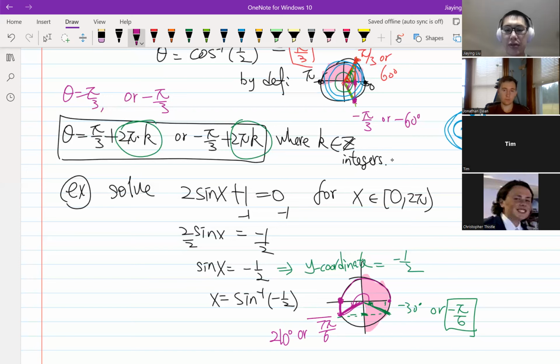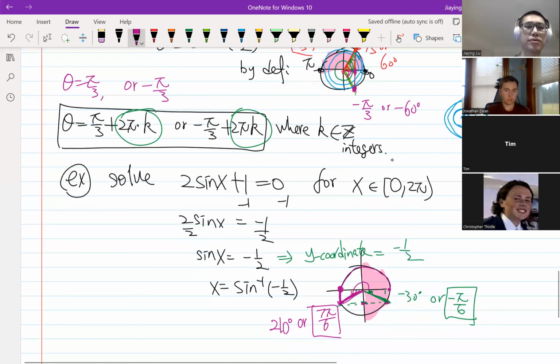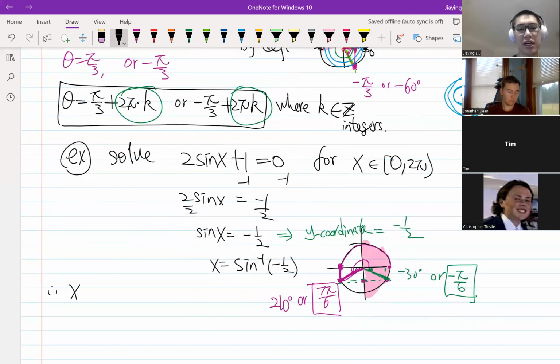So we found two angles here. And the question is asking us to find all the angles for x from 0 to 2 pi. We found one in the third quadrant and another in the fourth quadrant. It looks like that's all the angles that are going to have -1/2 as a y coordinate. We're not going to have angles in the first and second quadrants because in those quadrants the y's are positive. So there we have two values: x is equal to -pi/6 or 7 pi over 6.